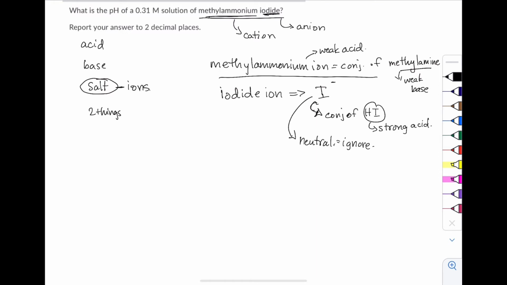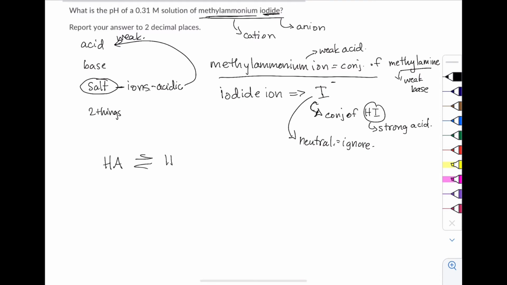So once all is said and done, our methyl ammonium iodide is going to break apart into the ions in an aqueous solution. It's going to produce the methyl ammonium ion and the iodide ion. The iodide ion is neutral, so we can ignore it. The methyl ammonium ion is a weak acid. It acts like a weak acid, and that's what's going to determine the pH. So once we've decided we have an acidic ion, we work it like a weak acid. So how do we work a weak acid?